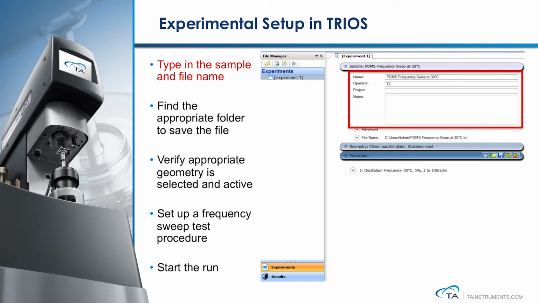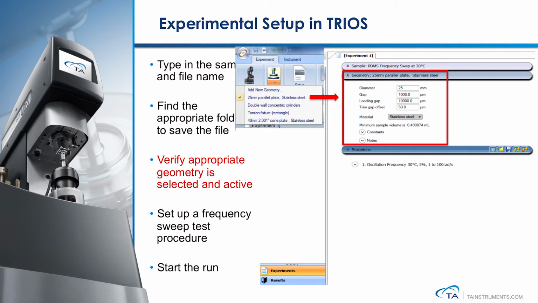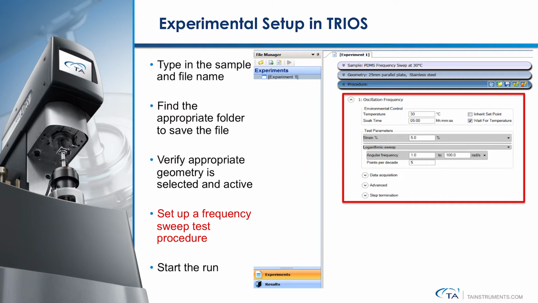Now that the sample is loaded and the test parameters are set, we're ready to start the measurement. Go to TRIOS software, make a final check, and see if the sample information and the file name are correctly entered under the sample bar. Make sure you have selected the correct folder to save your data file. Do a final verification. Check and see if the correct geometry is selected and active in the geometry bar. Check and see if the frequency sweep procedure is programmed properly.